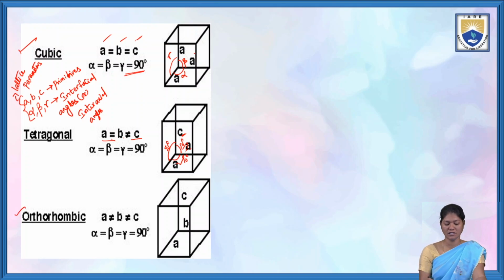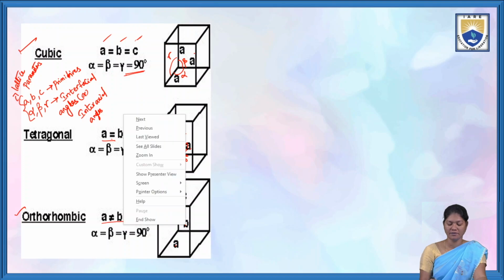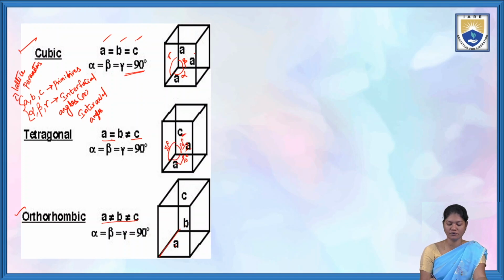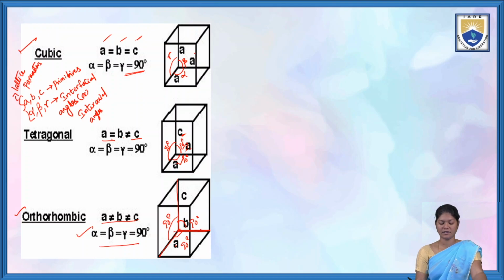Next, orthorhombic. In this orthorhombic, A is not equal to B, and B is not equal to C. All the dimensions of the unit cell are different. A length is not equal to B length, and B length is also not equal to C length. Coming to the interfacial angles, alpha, beta, gamma are equal to 90 degrees.